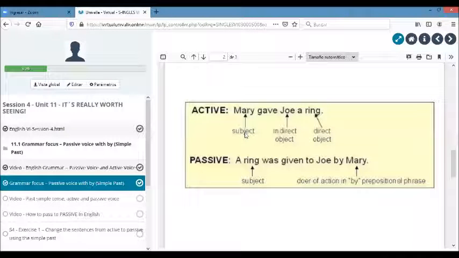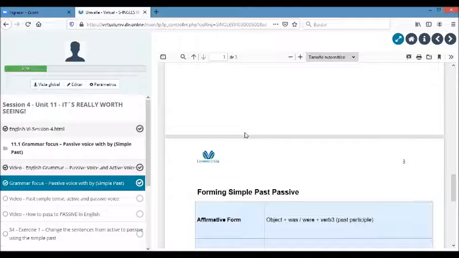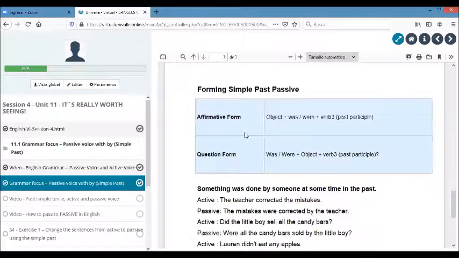As I was saying before, to change the sentence into passive, we use a personal pronoun plus was, which is the past simple of the verb to be, plus the verb in past participle, plus the complement. In forming the simple past passive, we have the grammatical structure: object plus was or were, plus verb in past participle. Here we have some examples.